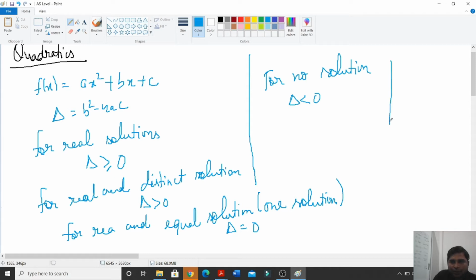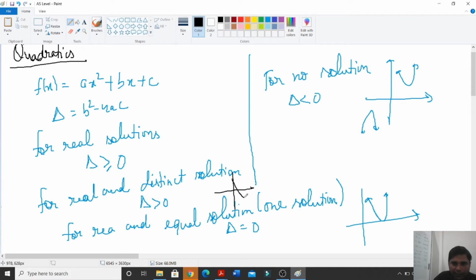So no solutions means the curve will either lie above x-axis or below x-axis, right? For one solution, you know that it should intersect the x-axis only at one point like this, and for distinct solution, it will be somewhat like this, or like this, it will intersect at 2 points. So till now you know these things, right?